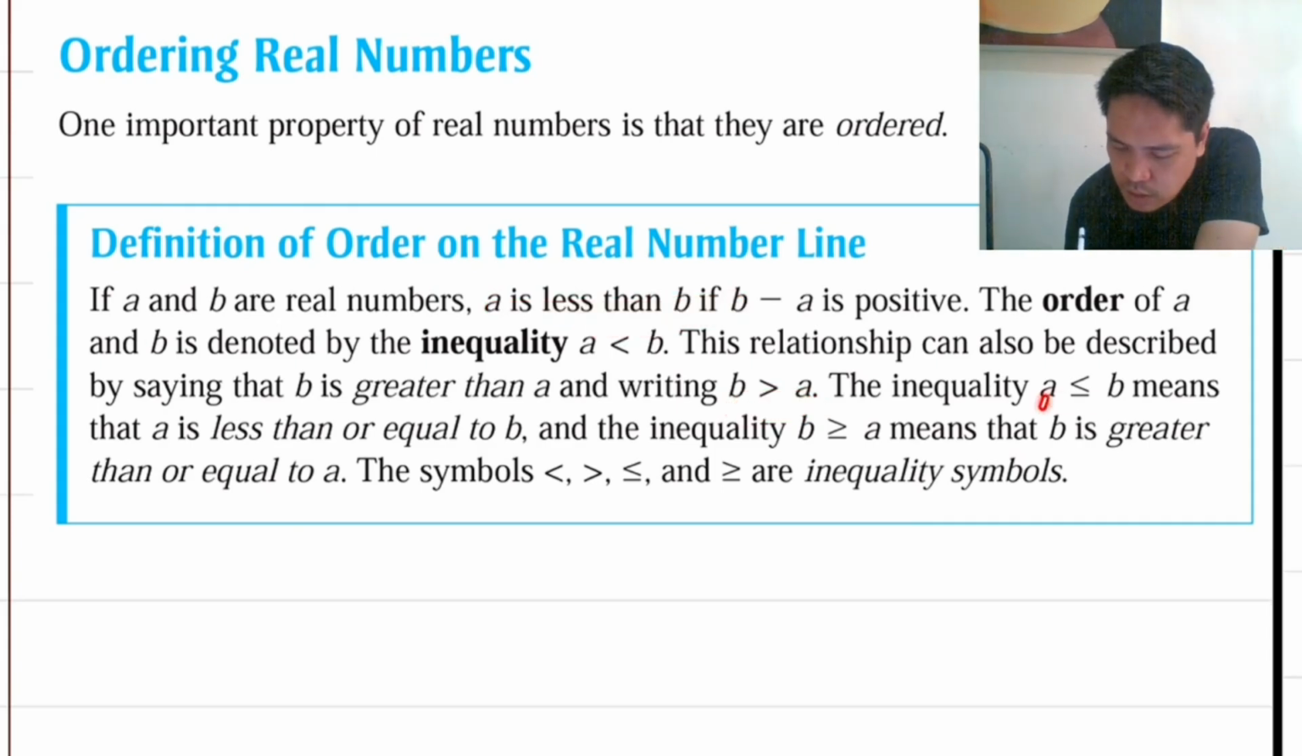The inequality A with this sign means A is less than or equal to B. So, A is less than or equal to B. And the inequality B with this sign means B is greater than or equal to A. So these symbols are the inequality symbols.